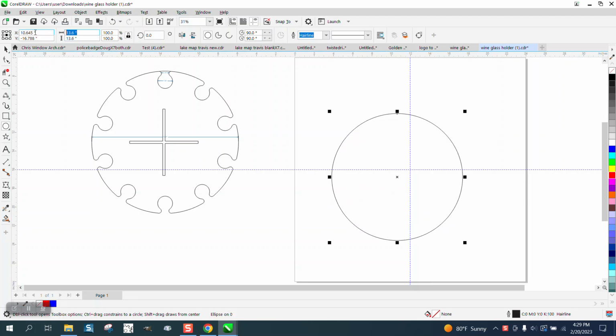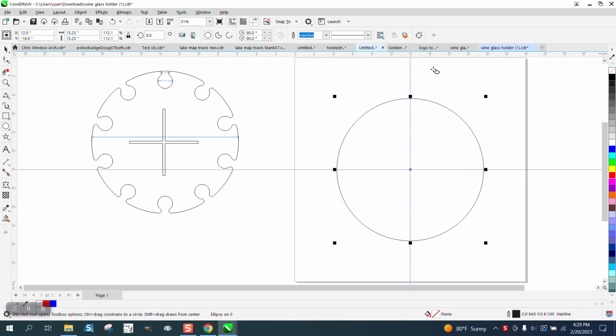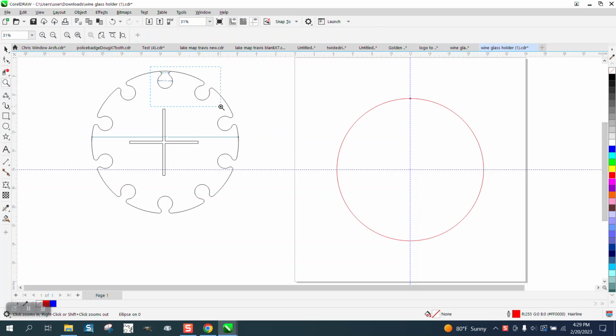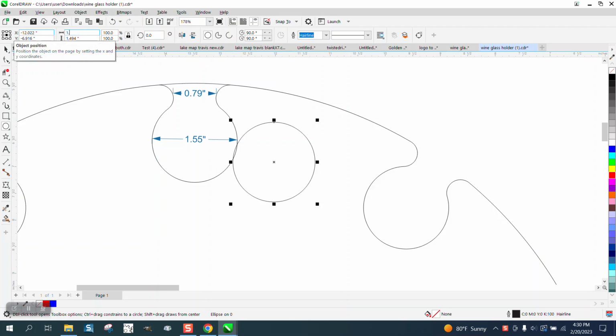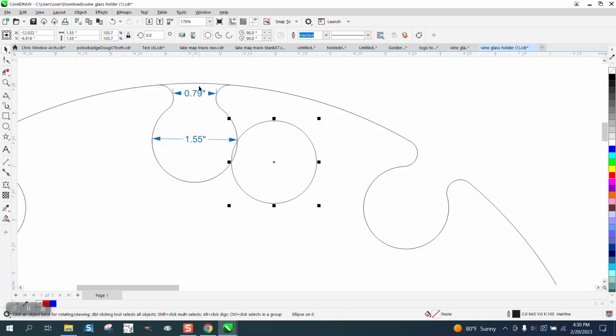I'm going to make an ellipse, 15.25, and hit P. And I've changed your drawing to drawing a hairline, and I should have changed it to red. Now, he also told me that there's a 1.55 circle here. So we're going to make this 1.55. Now, we need to know how far it is off this.